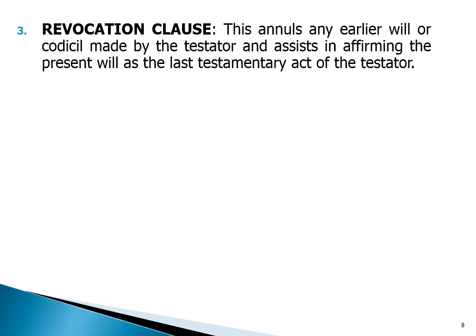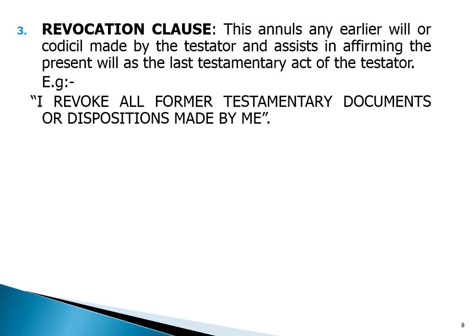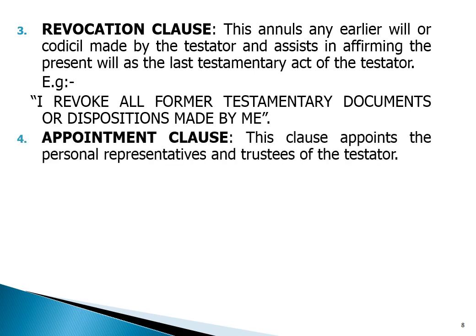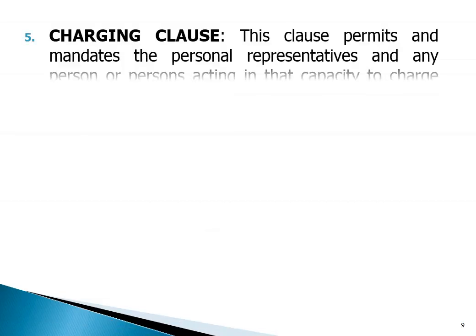3. Revocation clause. This annuls any earlier will or codicil made by the testator and assists in affirming the present will as the last testamentary act of the testator. E.g., I revoke all former testamentary documents or dispositions made by me. 4. Appointment clause. This clause appoints the personal representatives and trustees of the testator. E.g., I appoint dash.